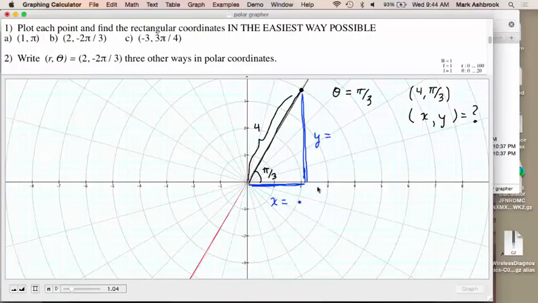So x is 4 cosine pi over 3. Y is 4 sine pi over 3. Cosine pi over 3 is a half, so that one's 2. Sine pi over 3 is radical 3 over 2, so this is 2 radical 3. So x and y is 2 comma 2 radical 3.